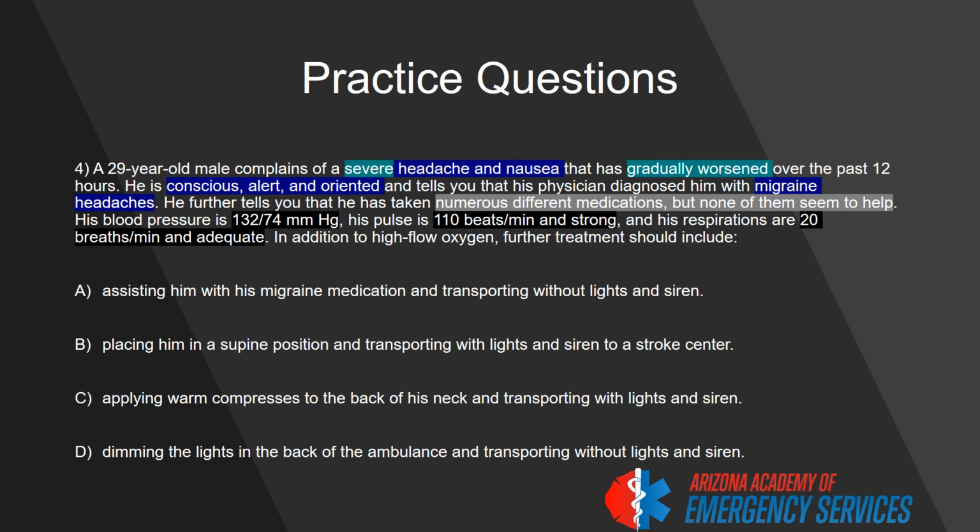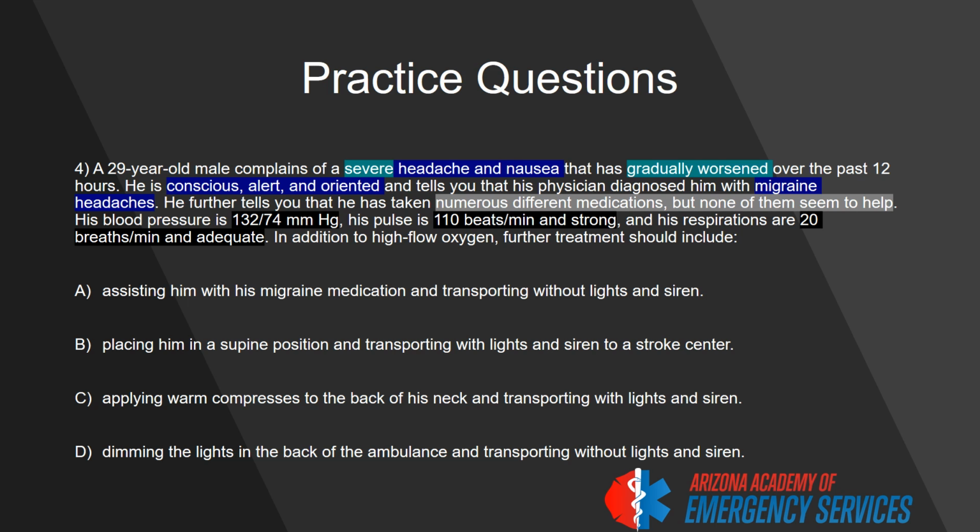The fact that he's taken numerous different medications and none of them seem to help, this is a really good distractor. This is a prime example of distracting information that registry likes to throw in. It doesn't really have anything to do with how we're going to treat this patient or our assessment of this patient. It's pertinent information to gather, and it's good to put it in our report, but in the present situation, figuring out what's wrong with this person and treating this person immediately, this doesn't have anything really to do with us.